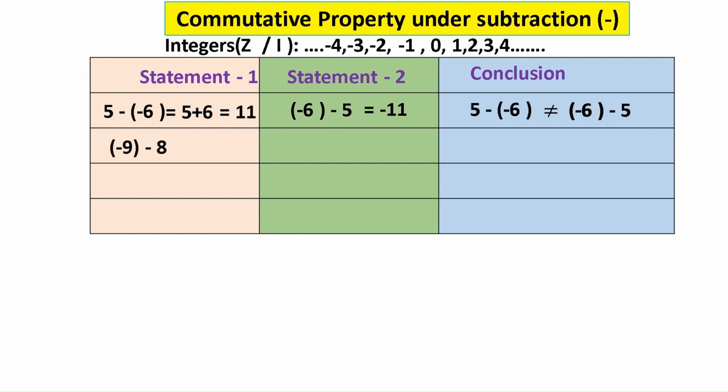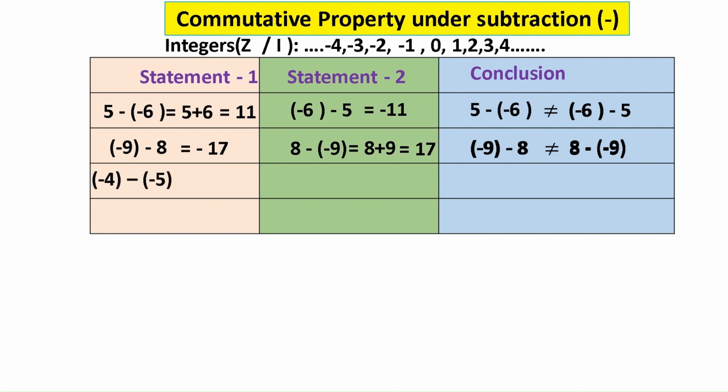Next, second example, minus 9 minus 8, we will get minus 17. 8 minus of minus 9, we will get plus 17. In statement 1 and 2, we could not get the same answer here. That's why the differences are not equal. So minus 9 minus 8 is not equal to 8 minus of minus 9.